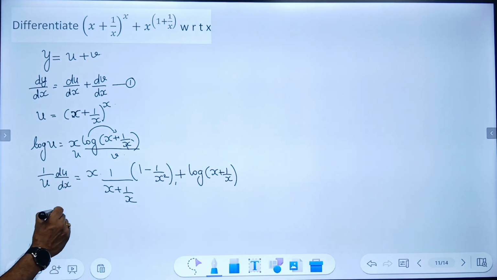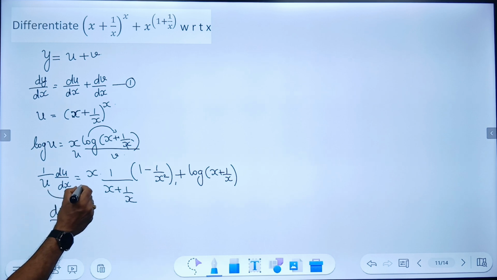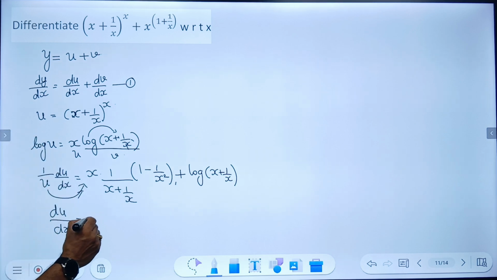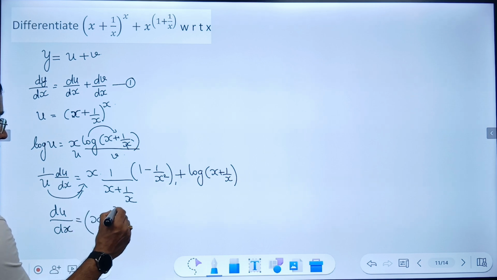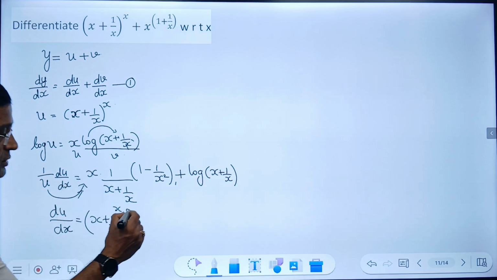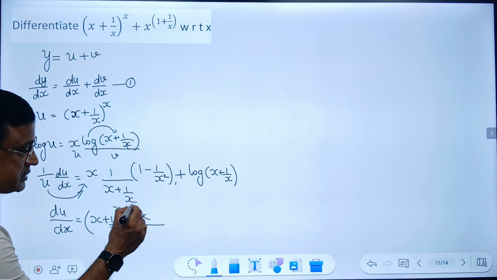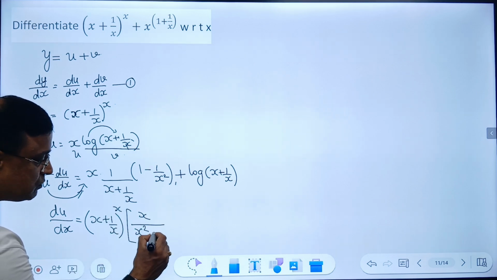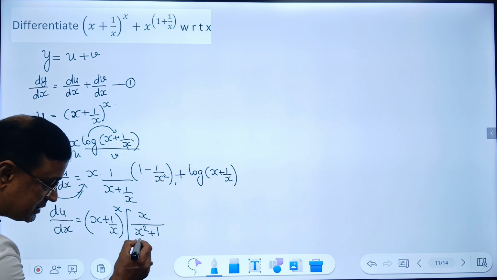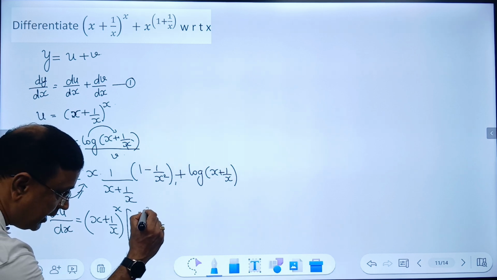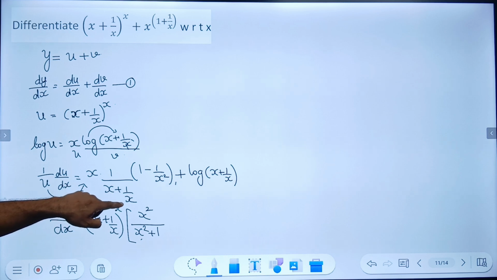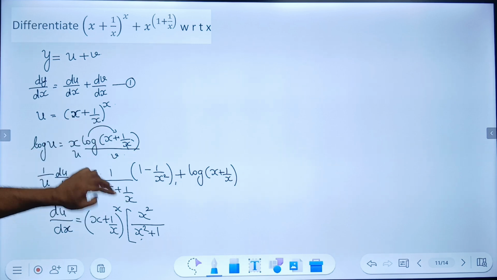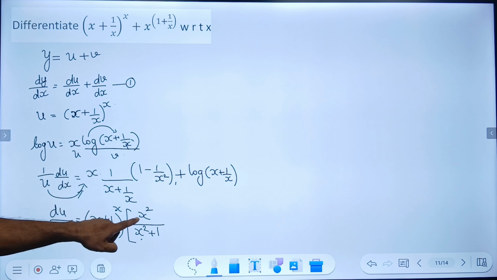Now du by dx will be, I am going to simplify now. It is cross multiplying u. But what is u? U is nothing but x plus 1 by x the whole power x into, now watch this, this is x there. I am taking LCM. If I take LCM, I get x square plus 1, actually divided by x, but that x will go up, right? So it will become x square. I hope it's clear. When I take LCM, there will be an x in the denominator. The denominator of the denominator becomes the numerator, correct? It goes up, so it becomes x square.